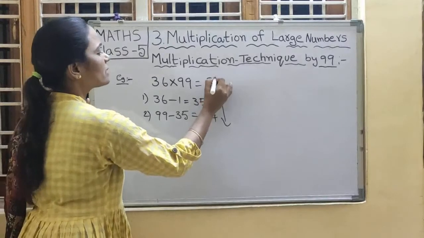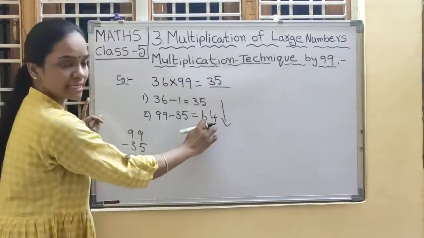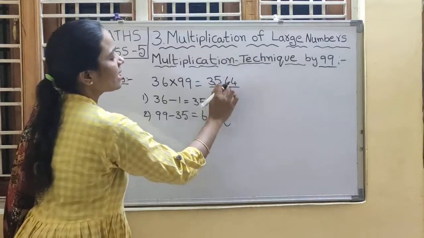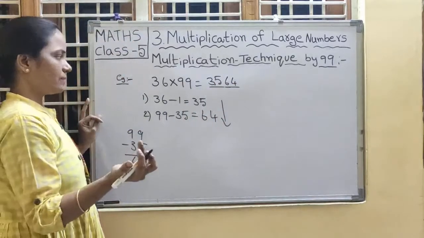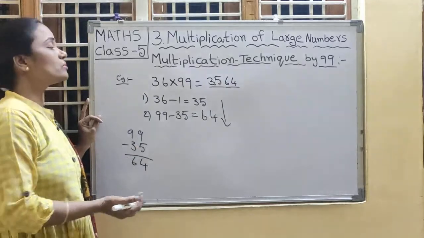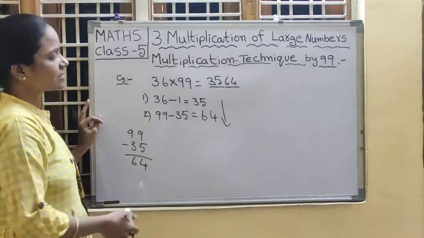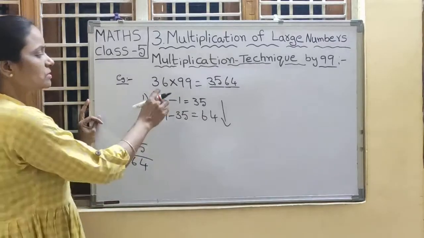So from left to right we have to write. First write down the first number, that is 35. What is the second number? 64. So this is the answer: 3564. Very simple, very easy. But using standard multiplication, it is a time-taking process. Using the technique, very easy.